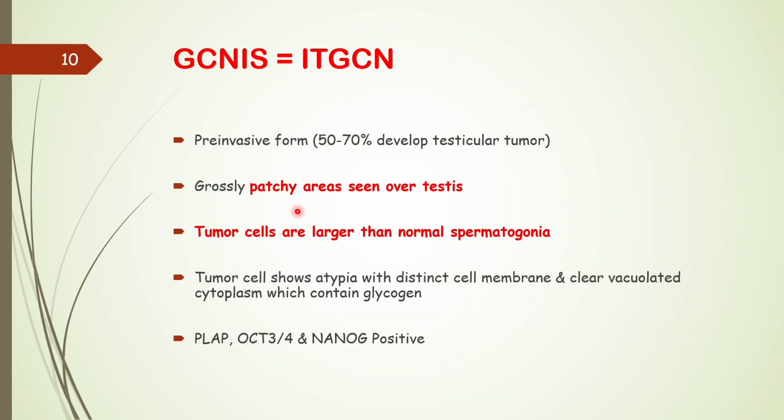Grossly, there will be only a patchy area over the testes. There will be no growth. The tumor cells are usually larger than spermatogonia if you observe histopathologically. They have a well-distinct cell border and clear vacuolated cytoplasm, which contains glycogen. That is similar to seminoma morphology, which we will see later in this slide. There could be positivity for OCT3/4, NANOG, or PLAP.